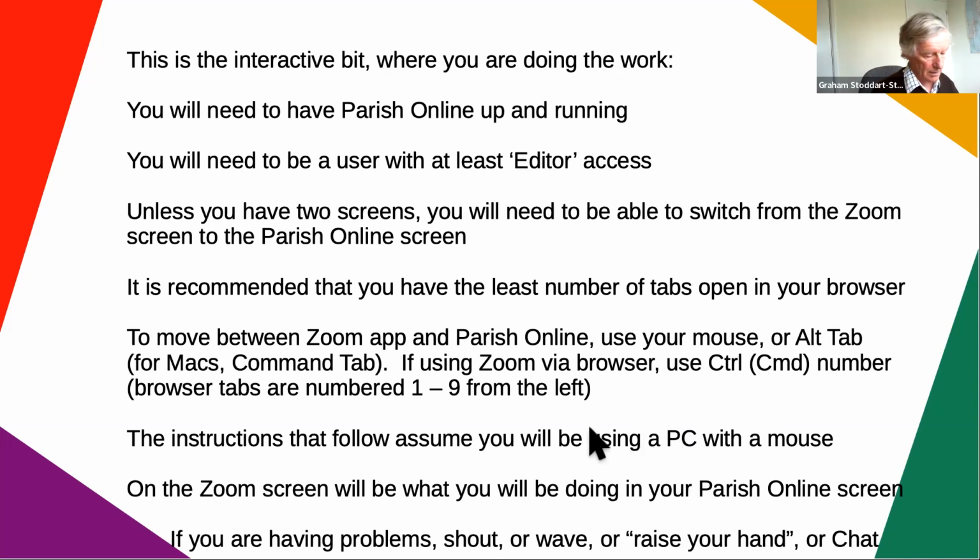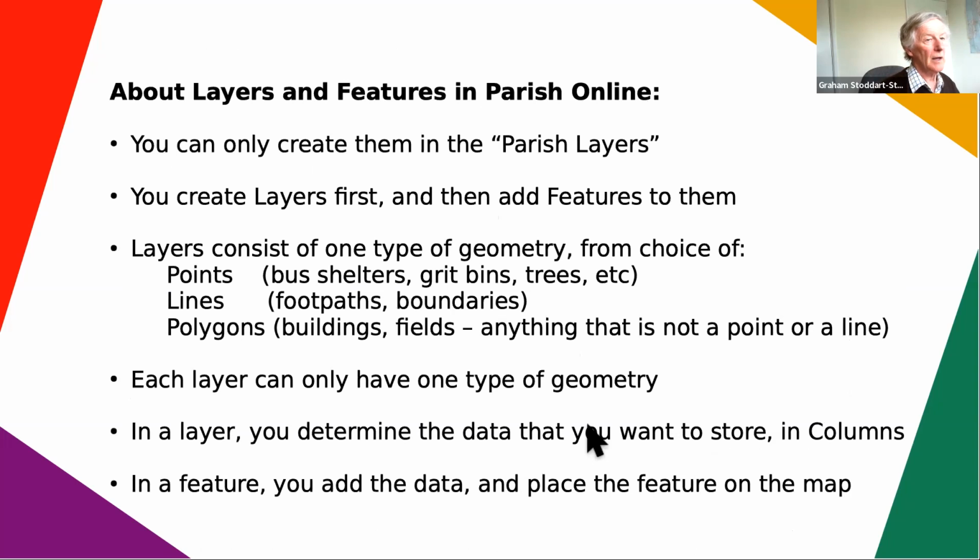And on this screen that I'm going to show you now, it'll be what it is that we're going to do. So we're going to create a layer and some features to add to the layers. You can only create layers yourself in the Parish Layers part of Parish Online. And then each layer consists of a type of geometry. So points are for things like bus shelters, trees. Lines are for things like footpaths, boundaries, and polygons basically is everything else. Each layer can only have one geometry type.